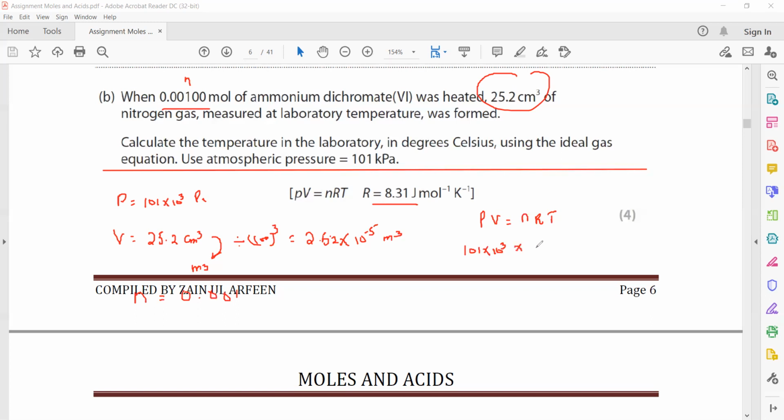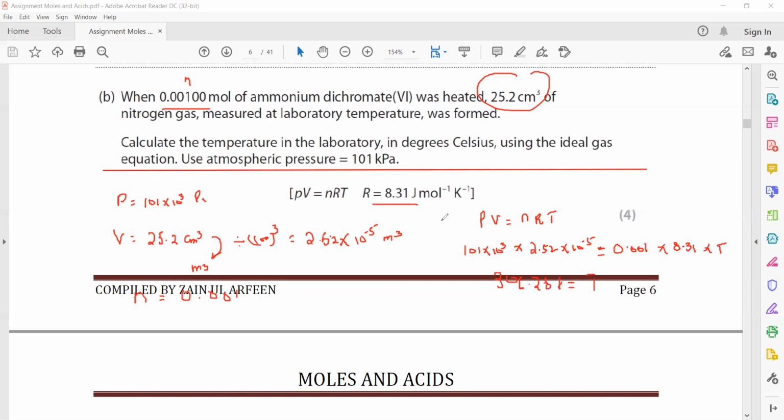V is the volume, which is 2.52 into 10 power minus 5. n is the number of moles of the gas, nitrogen, 0.001. R is the general gas constant 8.31, and T is the temperature. When we solve this, we'll get the answer in SI unit. The SI unit of temperature is Kelvin, so this answer will be in Kelvin. When we solve, this will come out as 306.28 Kelvin.